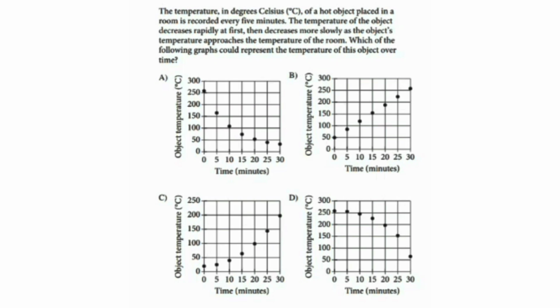The temperature in degrees Celsius of a hot object placed in a room is recorded every 5 minutes. The temperature of the object decreases rapidly at first, then decreases more slowly as the object's temperature approaches the temperature of the room. Which of the following graphs could represent the temperature of the object over time?